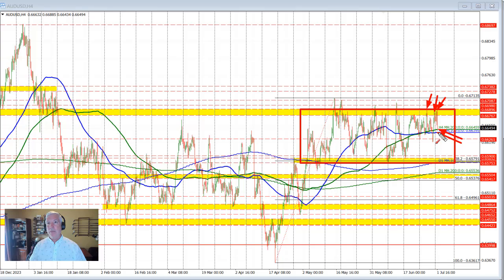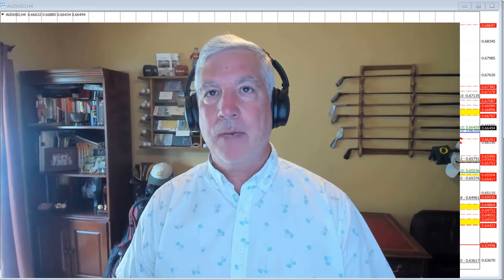But for the time being, near the midpoint, I guess, the two moving averages are trying to hold support near the 0.6640 level. So that's my technical look at the Aussie versus US dollar. Averted breaking outside of the red box, but trying to hold support against the two moving averages, the two 4-hour moving averages.